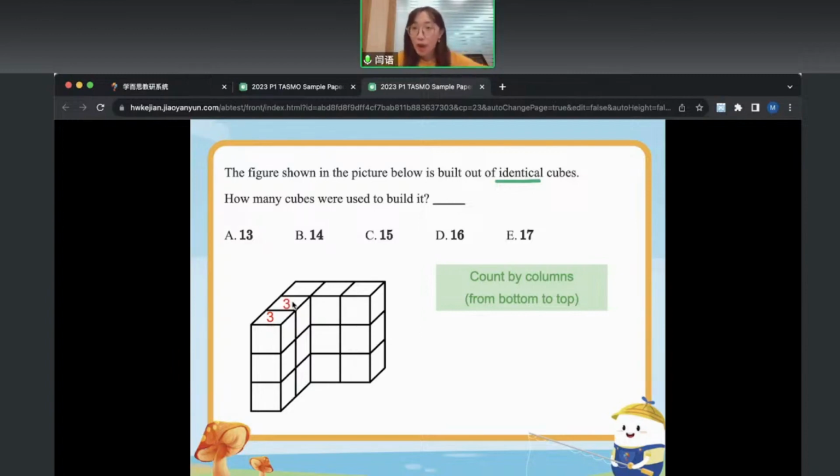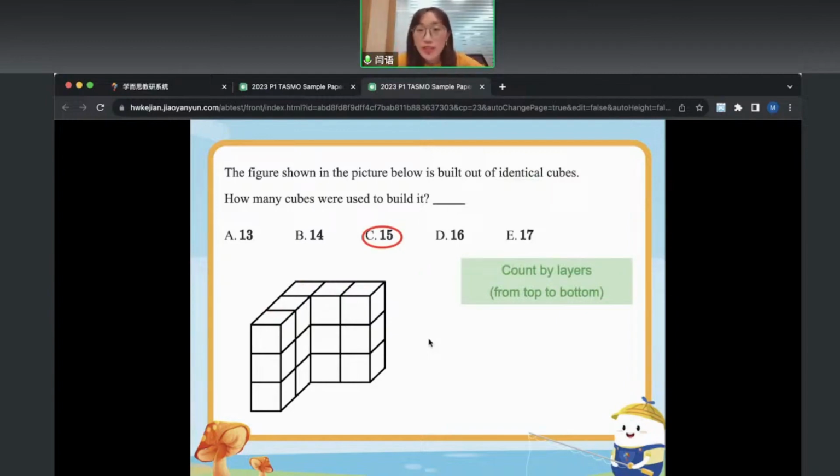Again, 1, 2, 3. We can see 3 cubes. So do remember to write down 3. Yes, and after that, 3, 3, 3. So actually you see how many 3 are there. In total, we have 5 3, right? 5 times 3 equals to 15. Understand? So this is about counting by columns. And also here, let's have a look. We have another way. That is to count by layers. And do remember, if you want to count by layers, we start from top to bottom.